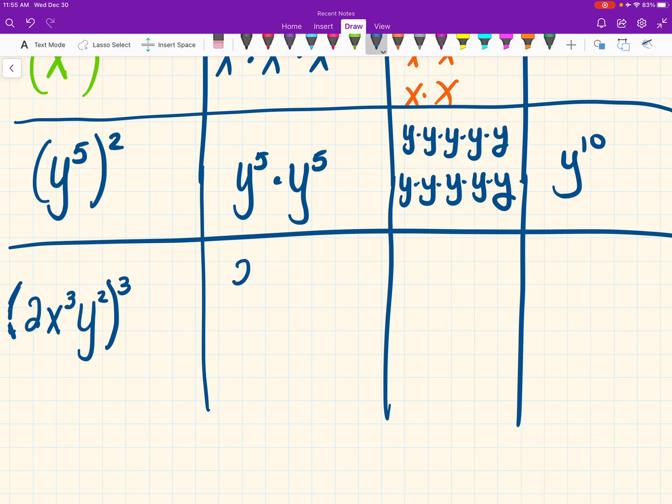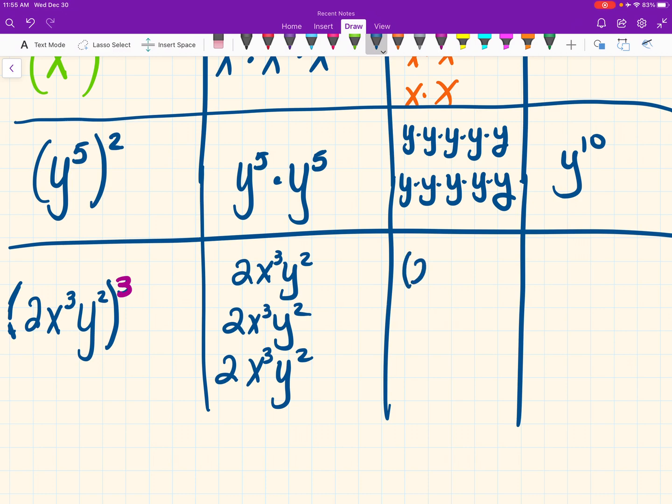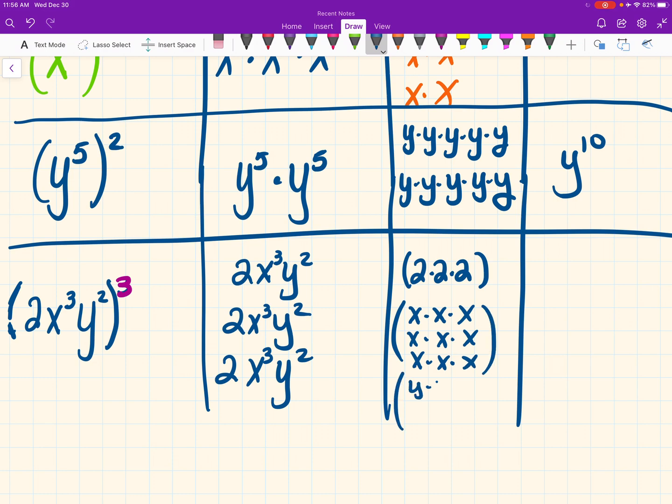So we have 3 groups of 2x to the 3rd y squared because of this 3 on the outside here. Okay? So we're going to write that 3 times. And now I'm going to group it like I did before. Okay, so I'm going to group my 2's. 2 times 2 times 2. Then I'm going to group my x's. X times x times x, x times x times x, x times x times x. And then my y's. Y times y, y times y, y times y.